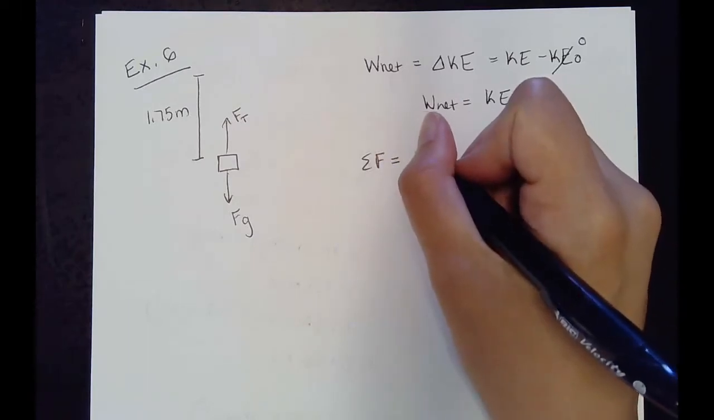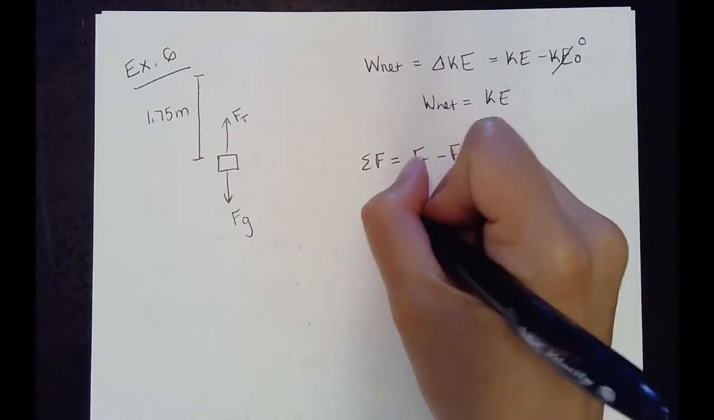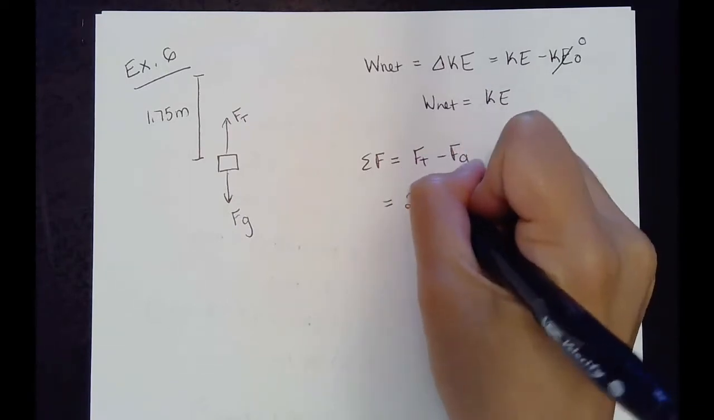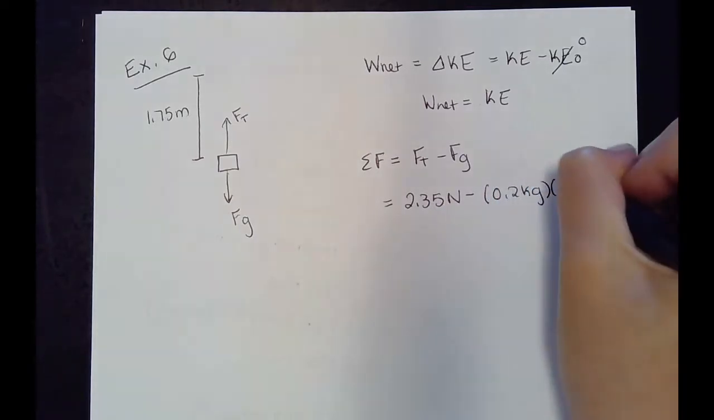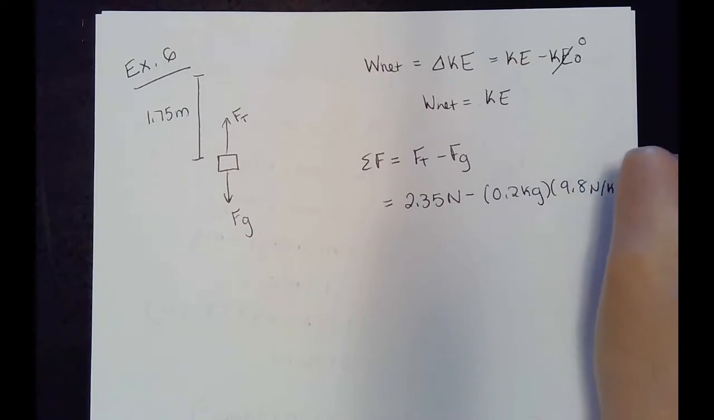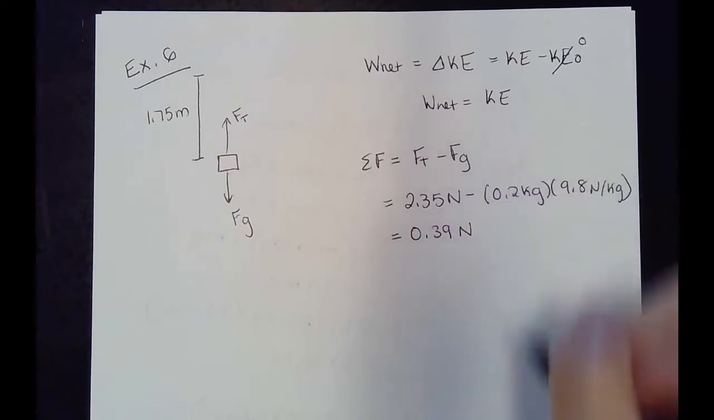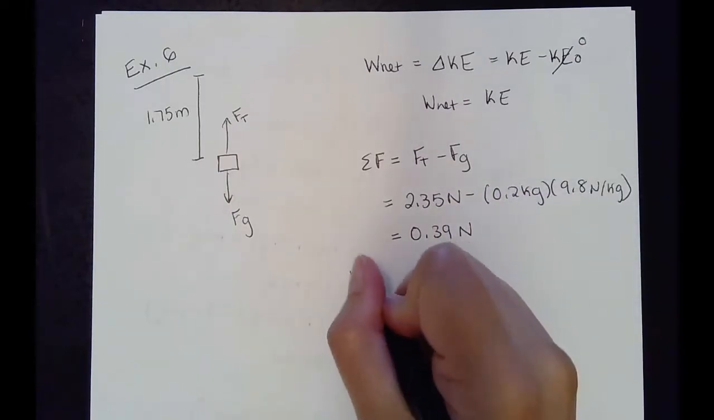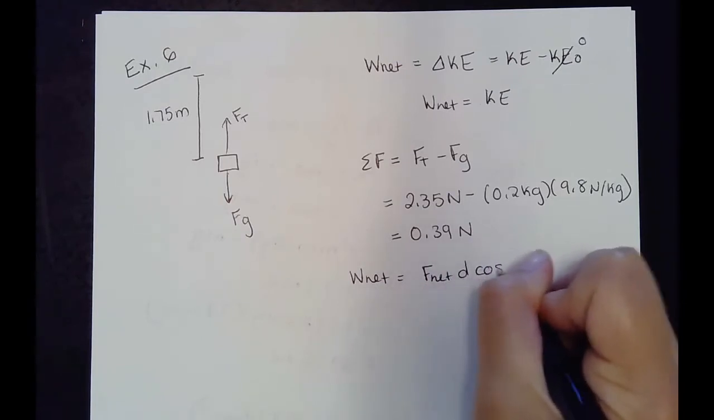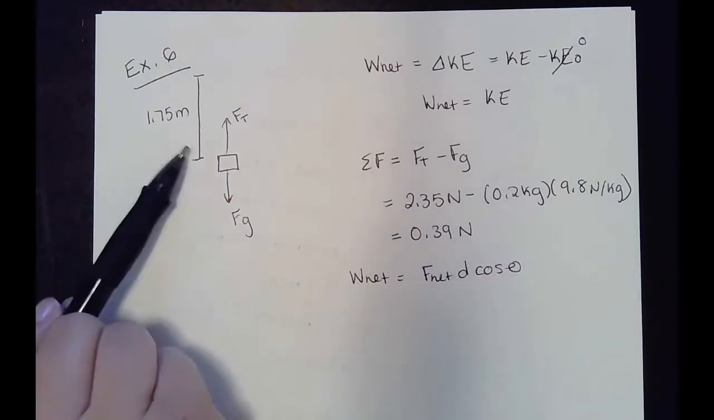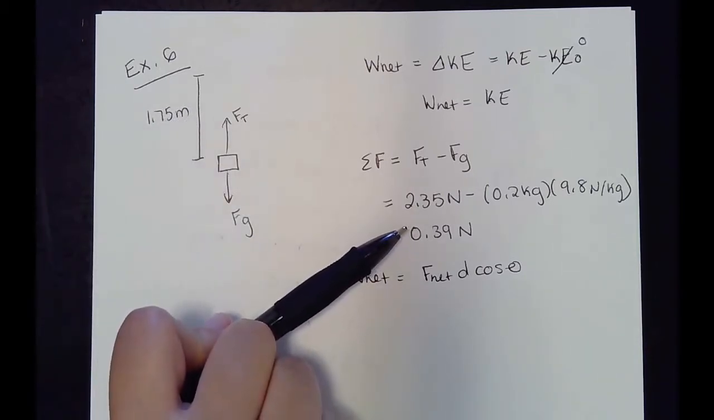So I have the net force equal to Ft minus Fg. So 2.35 newtons minus mg, 0.2 kilograms times 9.8 newtons per kilogram, is 0.39 newtons. Then the net work is the net force, F net d cos theta. Again, in this case, the object is moving up and the net force is upwards as well since we ended up with a positive value here.